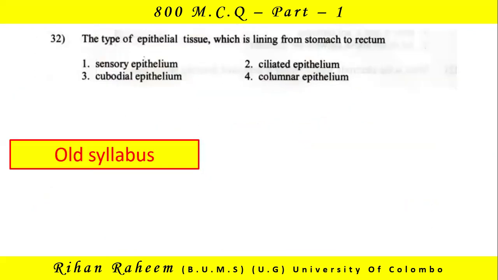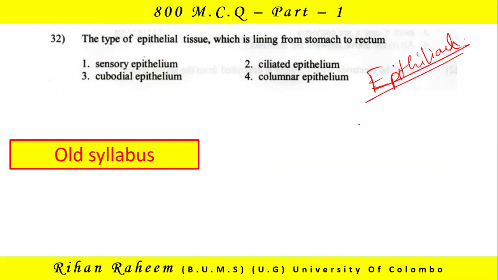Question number 32, it's from the old syllabus. The type of epithelial tissue which is the lining of the stomach to rectum. Because in the old syllabus, we had 8 types of epithelial tissue. One is known as simple epithelial tissue, simple columnar, simple cuboidal, stratified epithelium, a lot. In your syllabus, they have removed all that. But for epithelial tissue, the functions are very, very important.